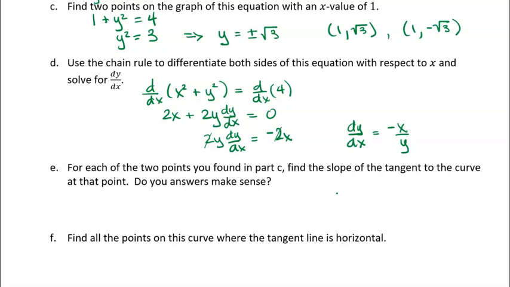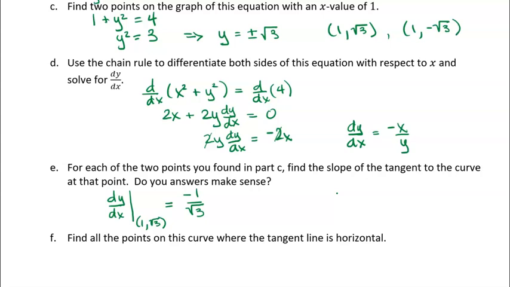Well, first of all, the slope of the tangent line is just going to be the derivative at that point. Now the first point was, let's evaluate dy/dx at the point, and sometimes we write a little line here, and the point is 1 comma square root 3. We put in 1 for x and square root of 3 for y. So that's the slope of the tangent line at that point.